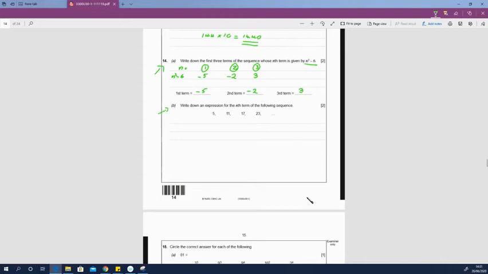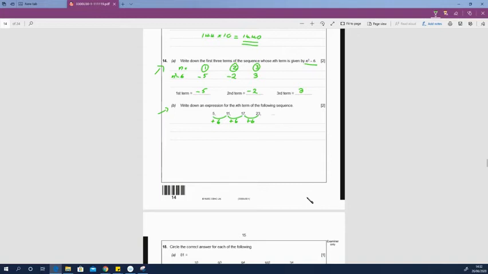Next part of the question asks us to write down an expression for the nth term of the following sequence. First thing we have to work out is the difference between each term in our sequence. The difference between 5 and 11 is 6. To get from 5 to 11, I add 6. And I do the same between each number, and that takes me to the next number. 11 plus 6 is 17. 17 plus 6 is 23.